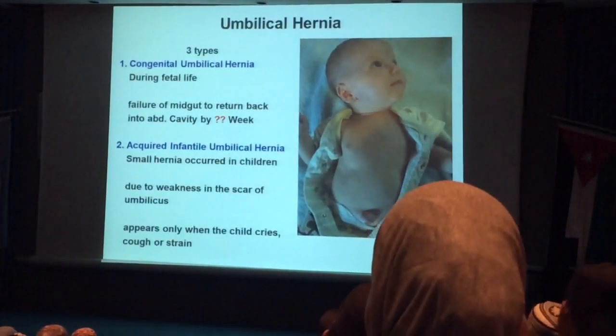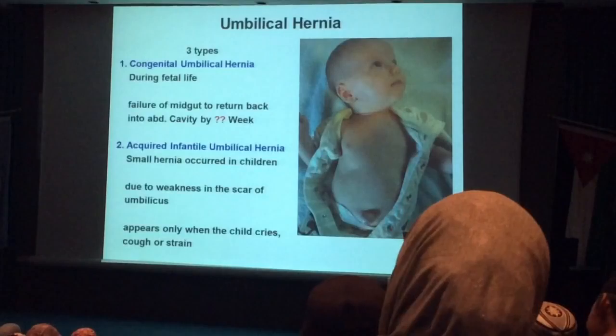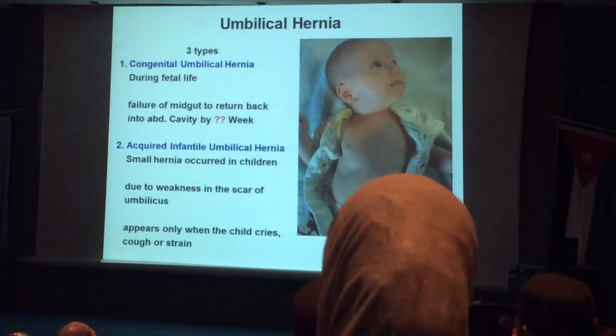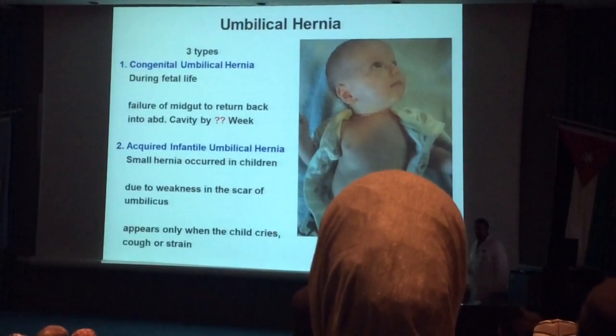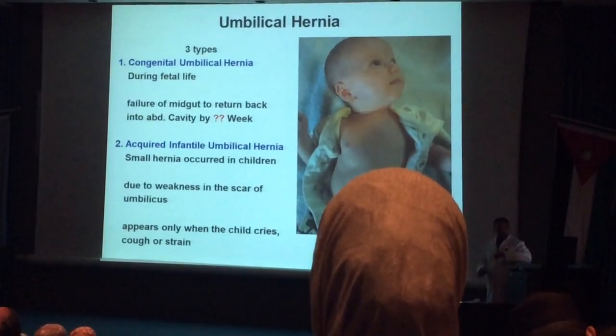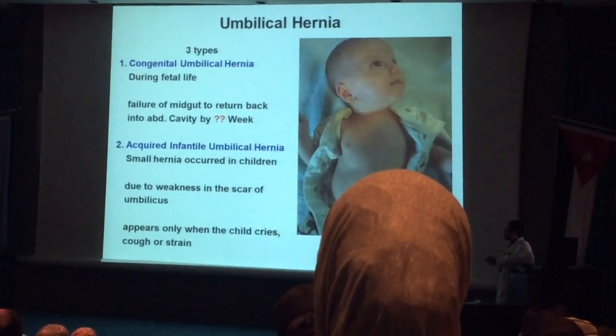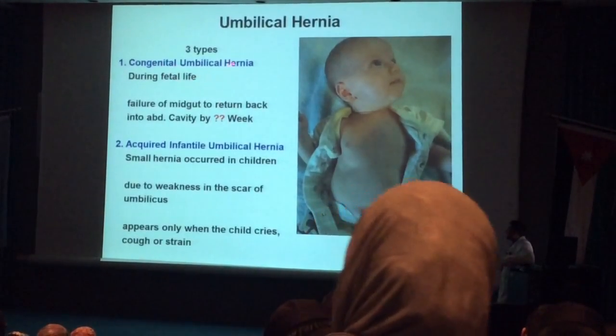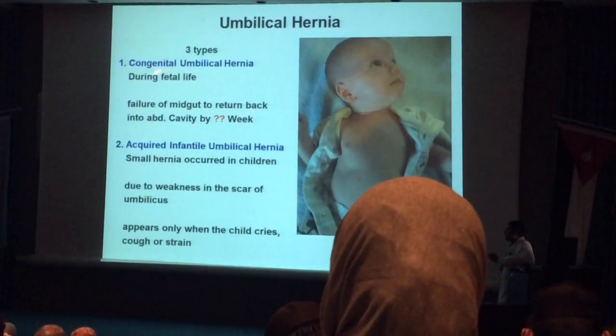So we spoke about the diaphragmatic hernia, inguinal hernia, femoral hernia. What about umbilical hernia? Umbilical hernia is of 3 different types. The most common you're going to see is the congenital one. So congenital, at birth, the congenital umbilical hernia during fetal life, intrauterine life.